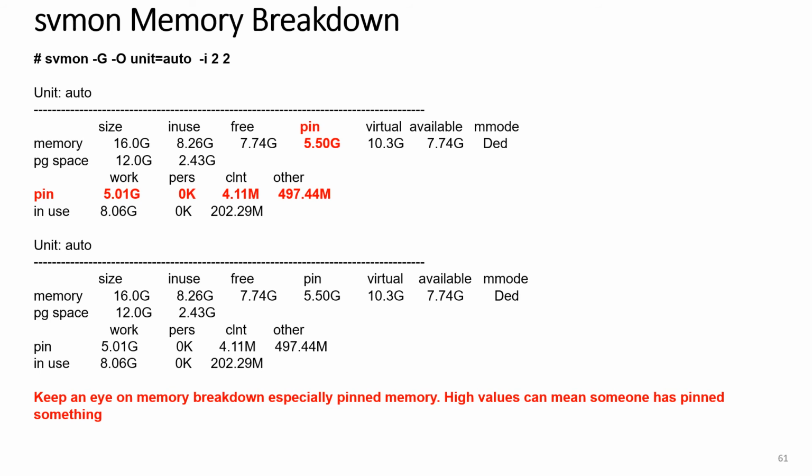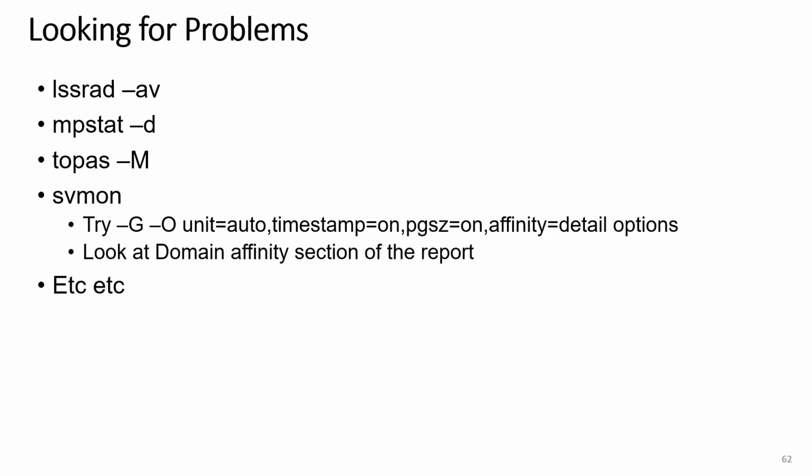svmon is a very useful command for looking at your memory breakdown. It'll actually show you what your pinned memory is, and it'll also show you what you're using. And one of the reasons I look at pinned memory is because if that's high, somebody somewhere is pinning memory, and you may want to know why. Because if someone's pinning memory, it's not available to anybody else, and so that could be one of the things, if you're paging, that could be causing it. So the kind of things you do to look for problems, you run lssrad, mpstat, topaz, svmon. There's a number of different commands that you can use.